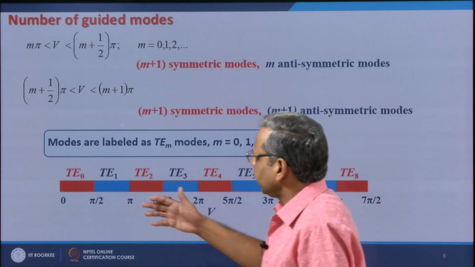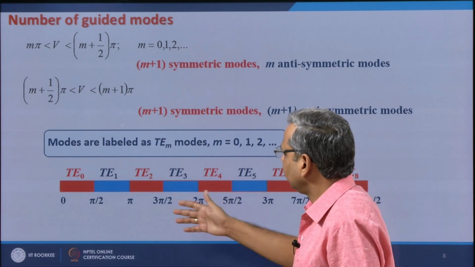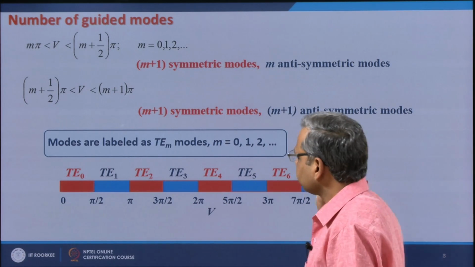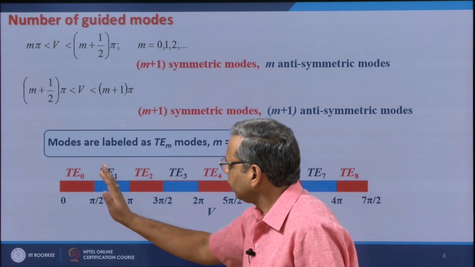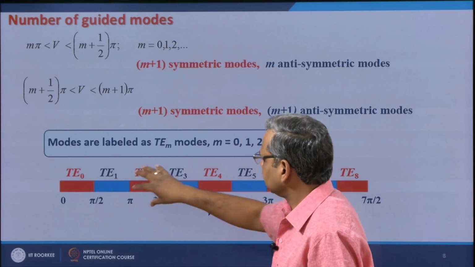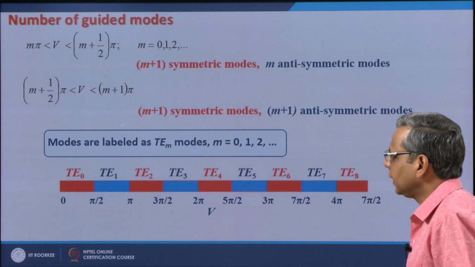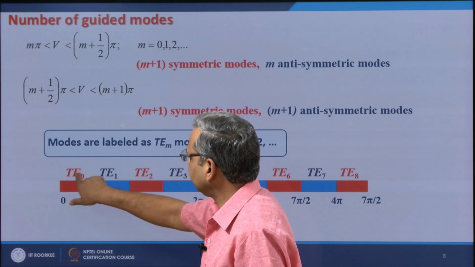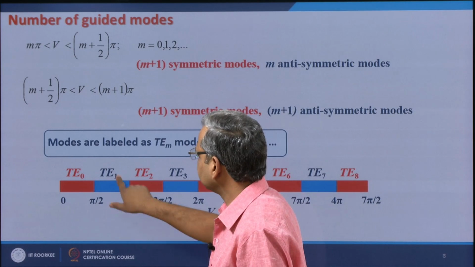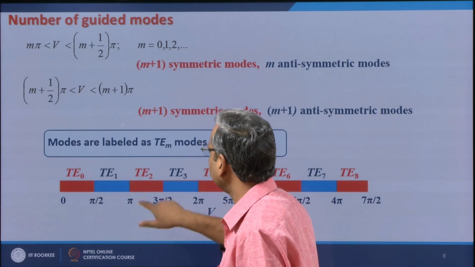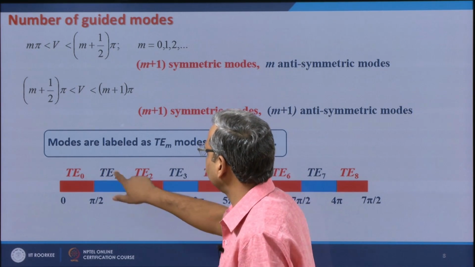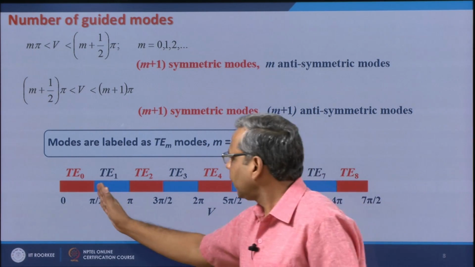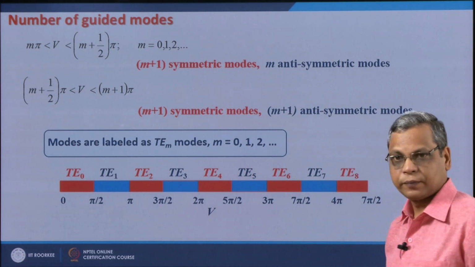Now, the number of modes I can also find out by looking at the V line. So, if I have V line and I divide it into the sections of pi by 2, then what I see is that from 0 to pi by 2 there would be TE0 mode. If V lies somewhere here, then TE0 and TE1, if V lies somewhere here, then TE0, TE1, TE2 and so on. So, every pi by 2 I am adding one mode.